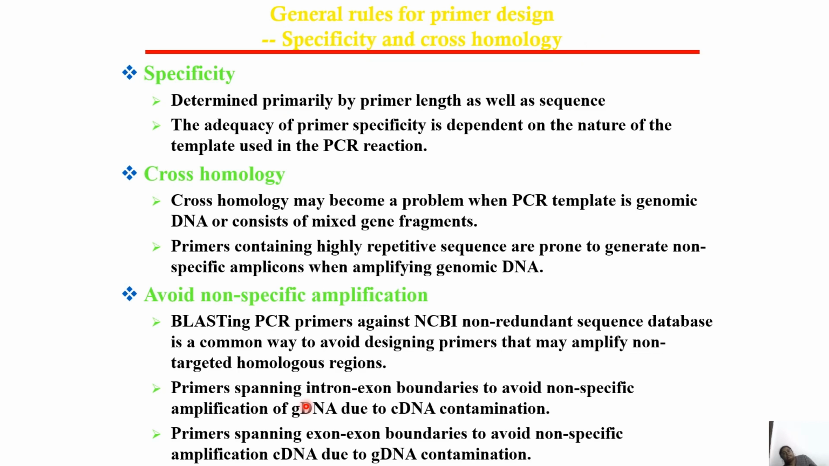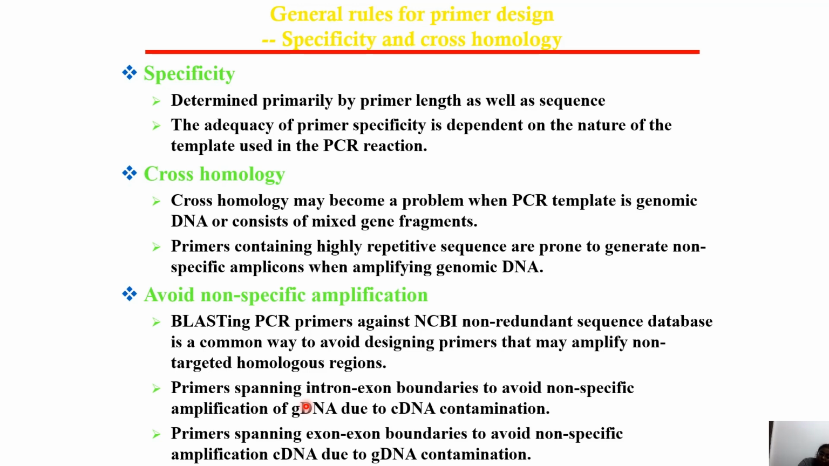Then obviously specificity, which is determined primarily by primer length as well as sequence. Adequacy of primer specificity is dependent on the nature of the template used in the PCR reaction. Cross homology may become a problem when the PCR template is genomic DNA or consists of mixed gene fragments. Primers containing highly repetitive sequences are prone to generate new non-specific amplicons when amplifying genomic DNA.